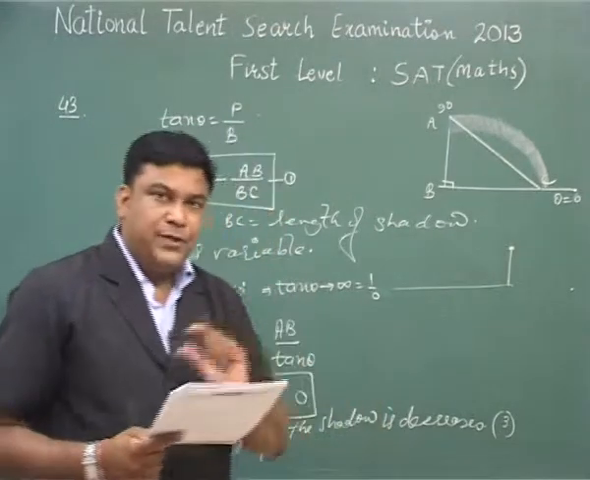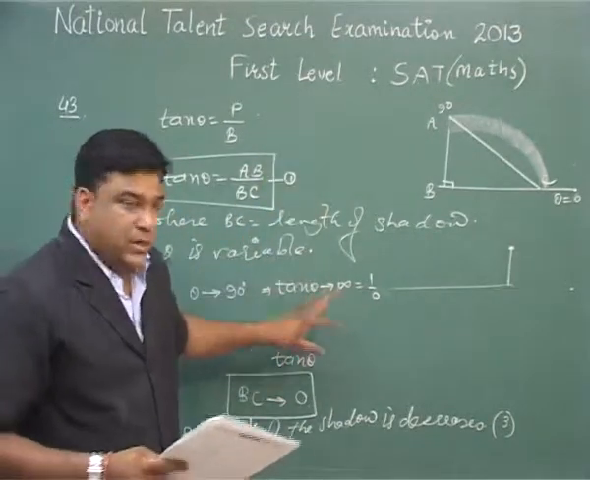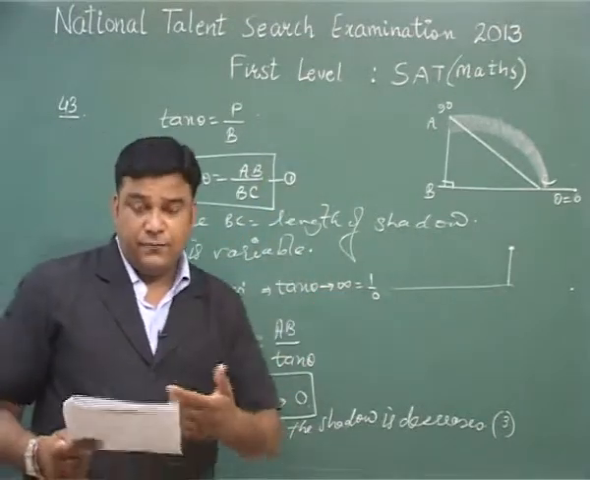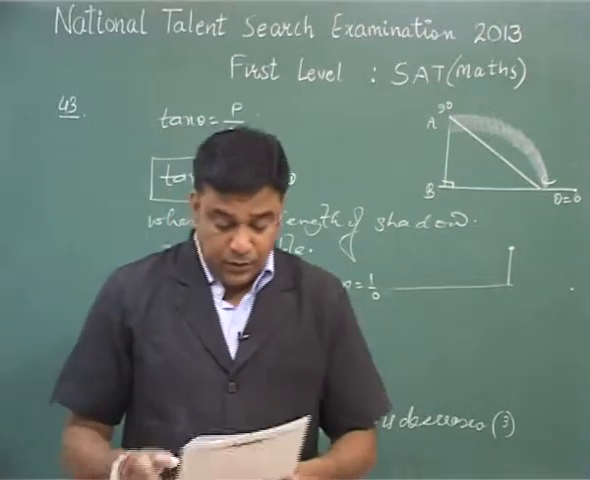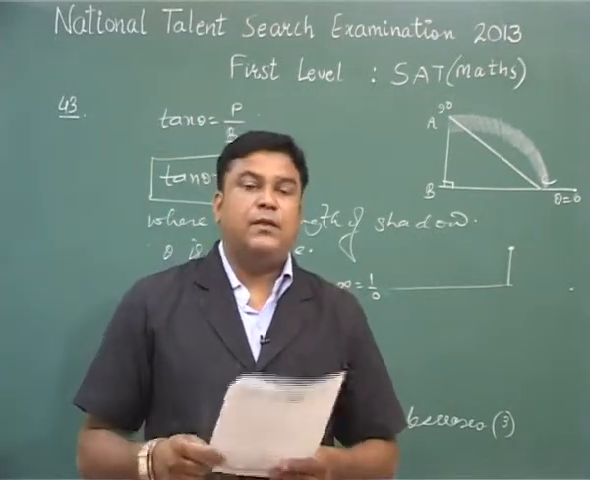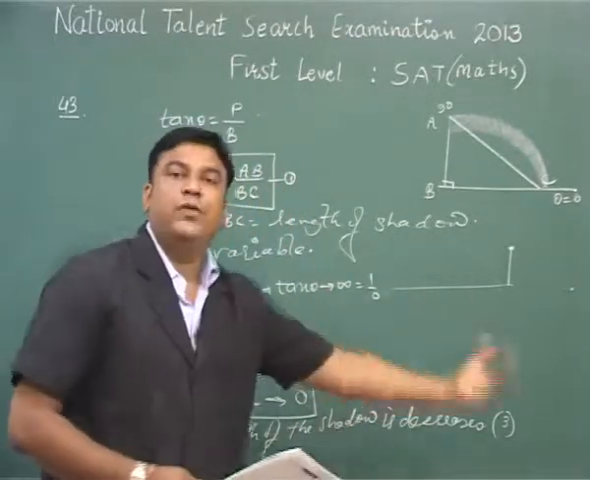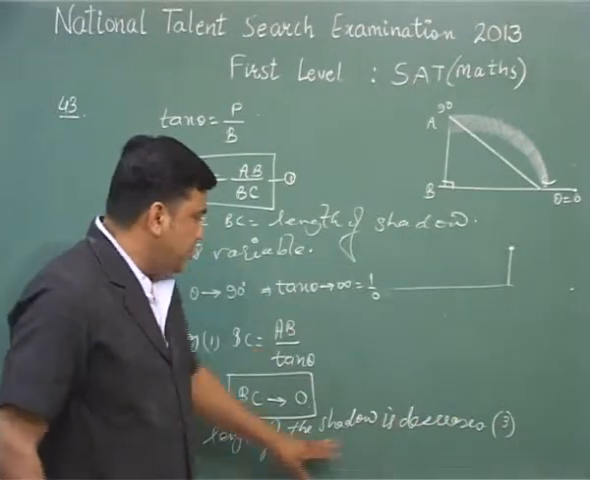But there is a difference between these two solutions. In the first, we are getting the change, and in the second, which I explained to you, the length of shadow will be 0. This is possible when theta is equal to 90 degrees, but here theta is moving towards 90 degrees. So the correct final option is 3.